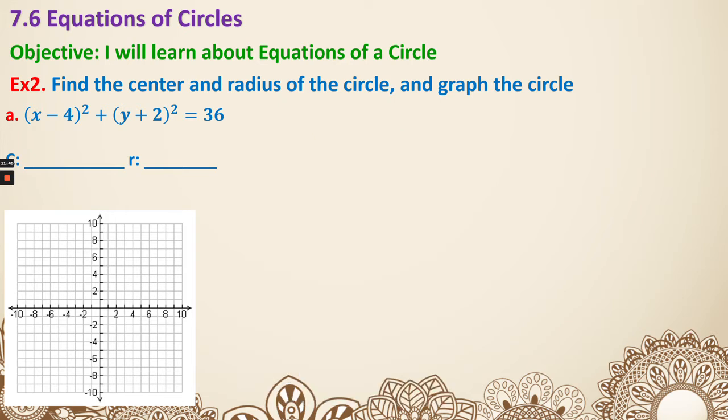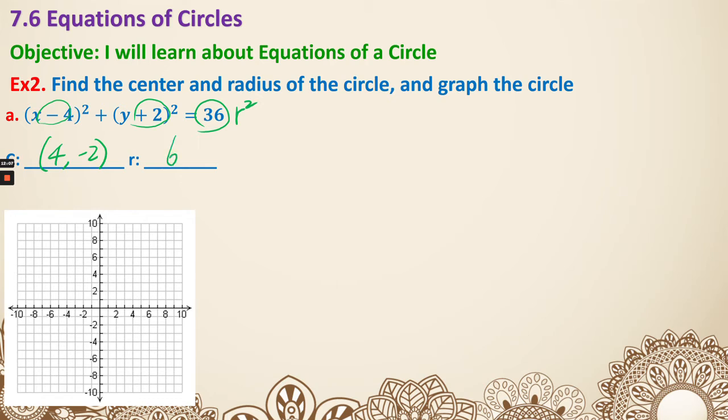The first one. We can see the numbers are -4 and 2. I need the opposite number for my actual center. So the opposite of -4 is 4. The opposite of 2 is -2. As for my radius, since this is r squared, that means my radius is going to be the square root of 36, which is 6.